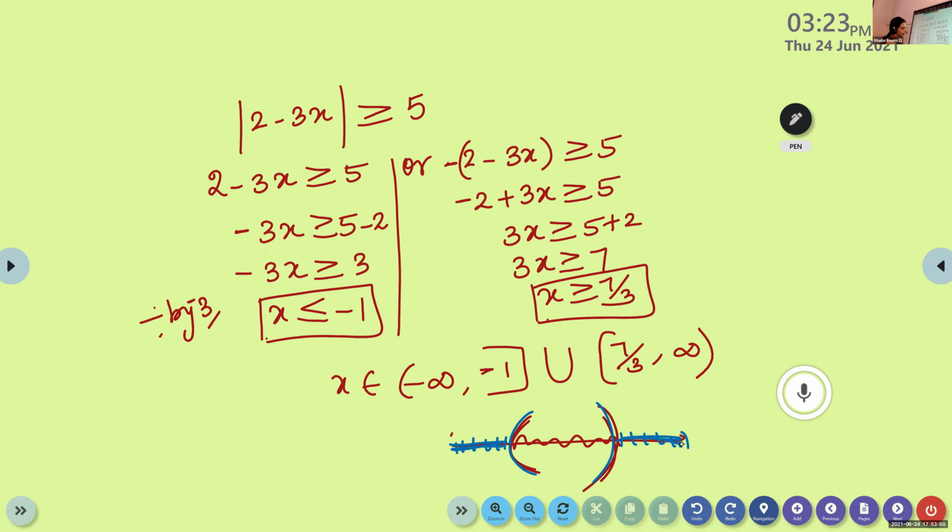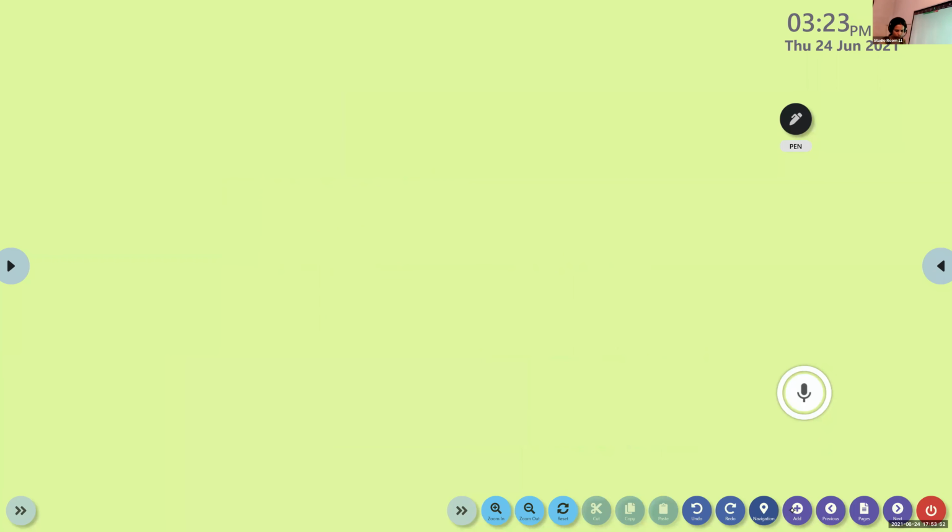Now let's do the next question based on it. Write the next one. You are going to give the steps. Write down. Solve. Modulus of 3x minus 5 is greater than or equal to 4.